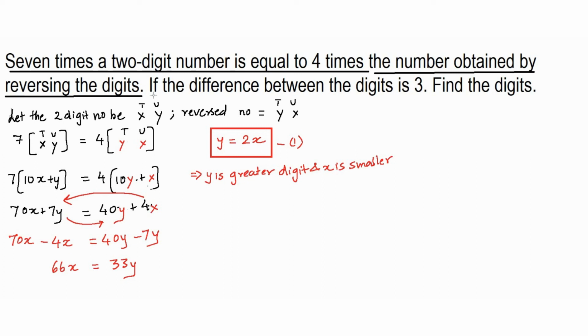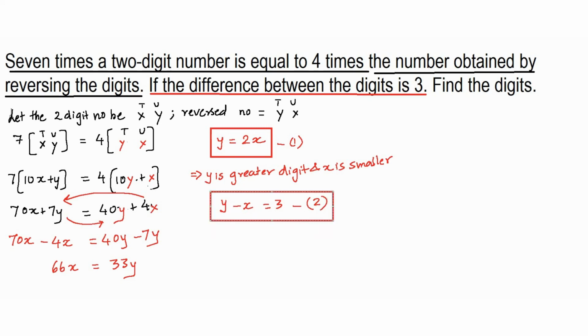And now this is going to be important because they have given me the difference of digits is 3. That means the difference in the two digits, that is y minus x is equal to 3. This forms my second equation. So now what I can do is I can solve these two equations and find the value of x and y. So solving these two equations, we'll get x equals 3 and y equals 6. You can use either the elimination method or the substitution method. Any method is fine.